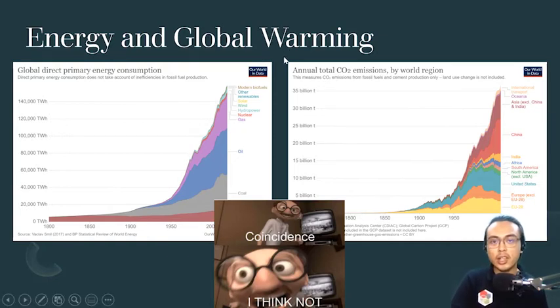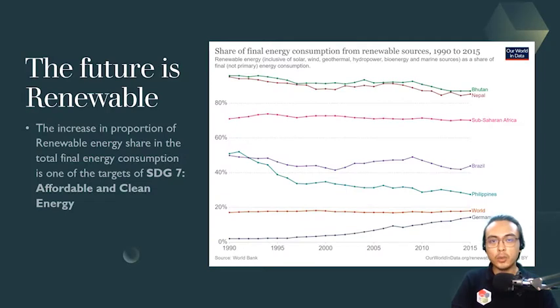That means that there is a correlation between our use of fossil fuels and the proliferation of carbon dioxide in our atmosphere. Now, this carbon dioxide in the atmosphere leads to the greenhouse effect, which then leads to global warming, and we will be discussing that in a separate lesson. But this evidence shows that our continuous use of non-renewable sources of energy is one of the main contributors to the continuous rise of CO2 in our atmosphere. And with that, we strongly believe that our future is renewable.